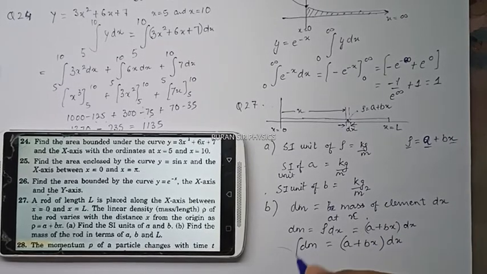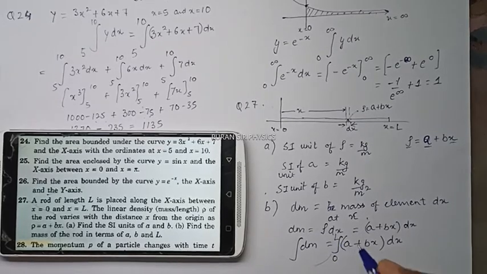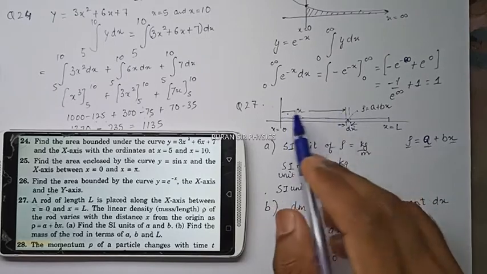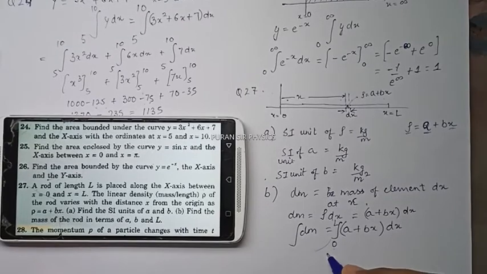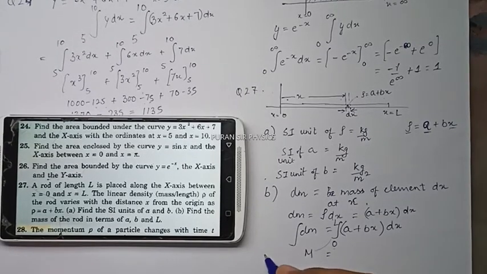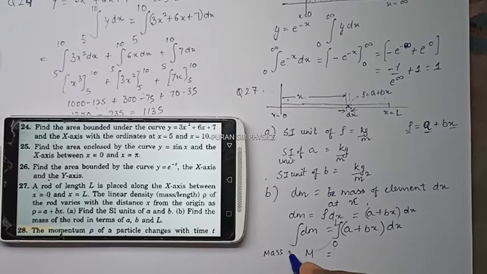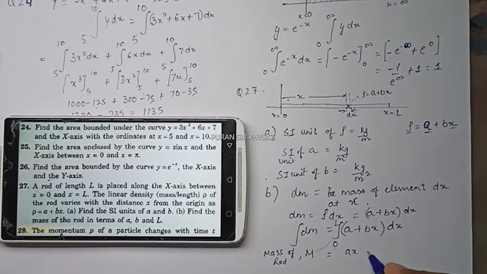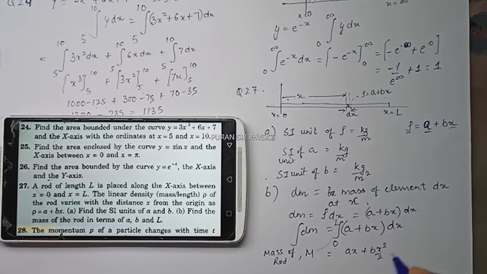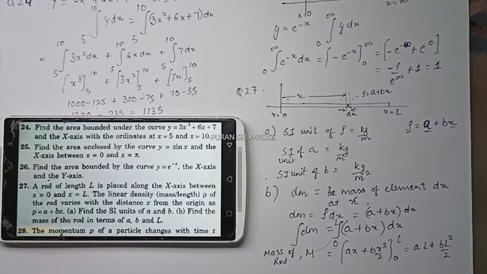So if we integrate this, the limit will be from 0 to capital L, because the smallest value of x can be 0 and the maximum value of x can be L, so the limit will be 0 to L. So we will get the mass of the rod, and it will be ax plus bx square by 2 from 0 to L, so it will be aL plus bL square by 2. So the mass will be this. So this is the answer of question number 27.